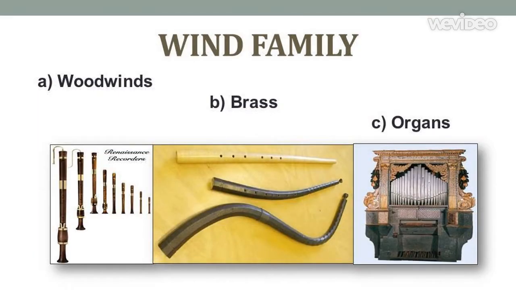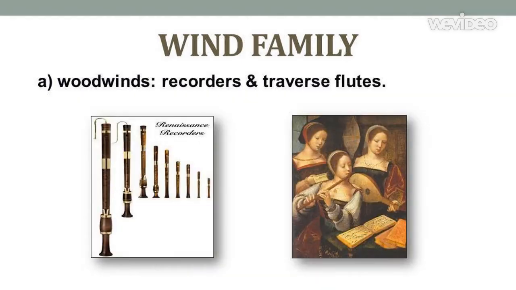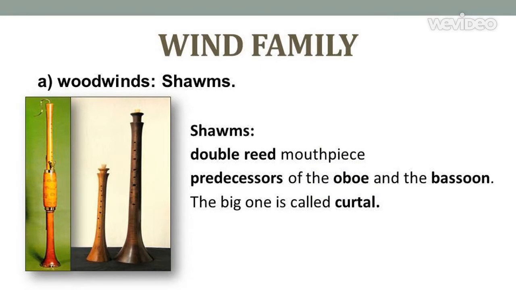Wind family. In the wind family, we can find woodwinds, brass and organs. A. Woodwinds. In the Renaissance, there were two types of flutes, recorders and transverse flutes. They were made of wood. The shawms had a double reed mouthpiece. They were the predecessors of the oboe and the bassoon. The big one is called curtal.